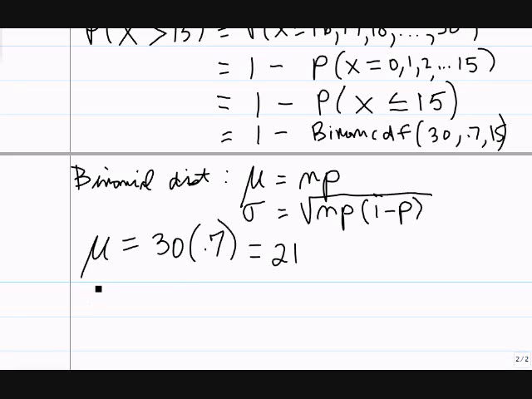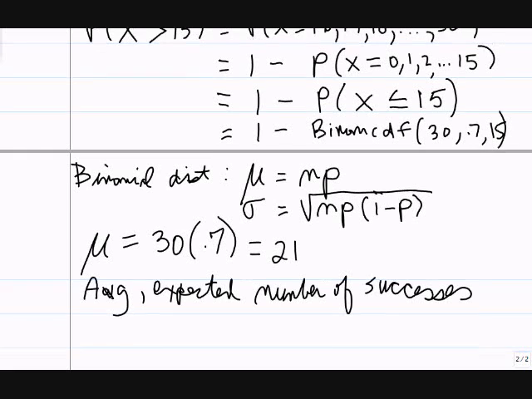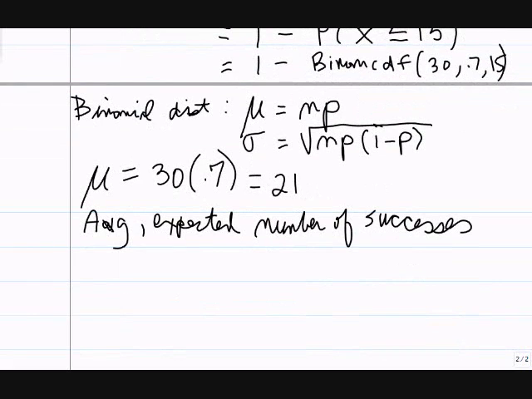That tells me more like an expected value, so an average or expected number of successes. So on average, I'll get 21 successes out of 30 phone calls, and successes I think in that problem were males, whatever the context of that problem was. I can't remember at this point.